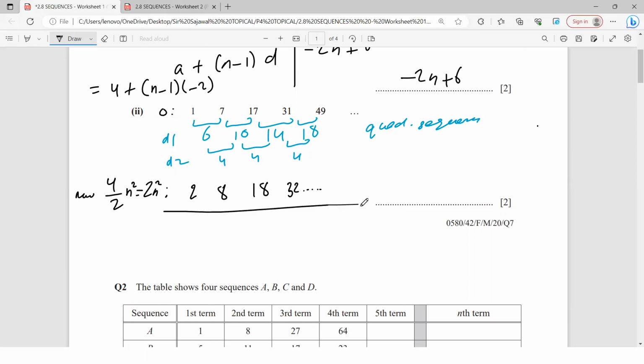1 minus 2 is minus 1. 7 minus 8 is minus 1. 17 minus 18 is minus 1. 31 minus 32 is minus 1. So it's always minus 1. Combine it with this 2n square. You have got 2n square minus 1. No problem. We can move on.